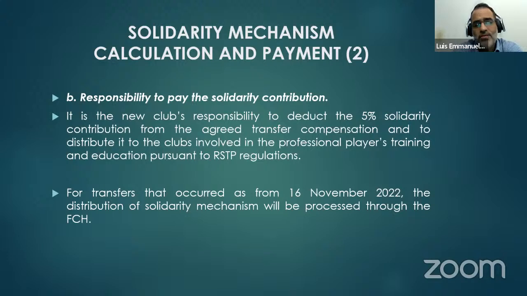So on the responsibility to pay solidarity contribution, it is the new club's responsibility to deduct the 5% solidarity contribution from the agreed transfer compensation and to distribute it to the clubs involved in the professional player's training and education pursuant to RSTP regulations. Finally, in regards to this topic, for transfers that occur as from November 16, 2022, the distribution of solidarity mechanism will be processed through the FIFA Clearing House pursuant to FIFA Clearing House regulations.